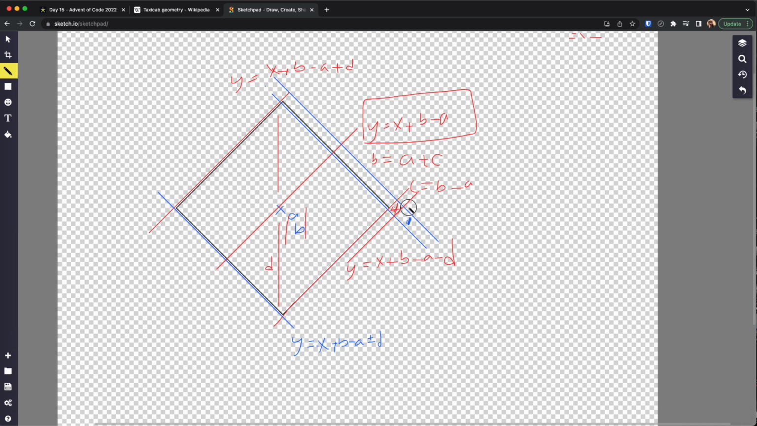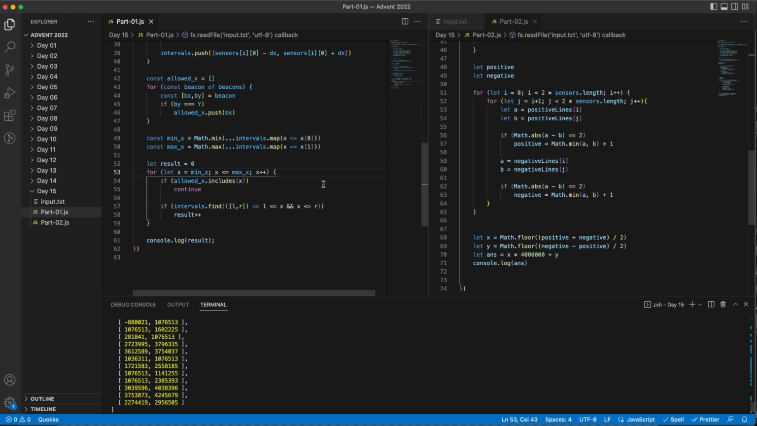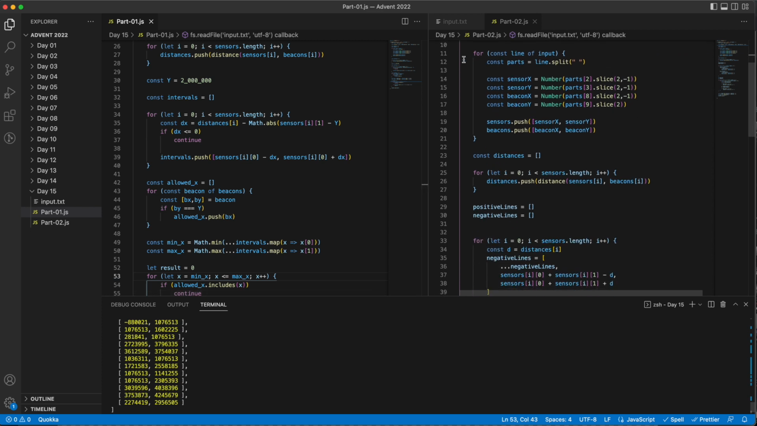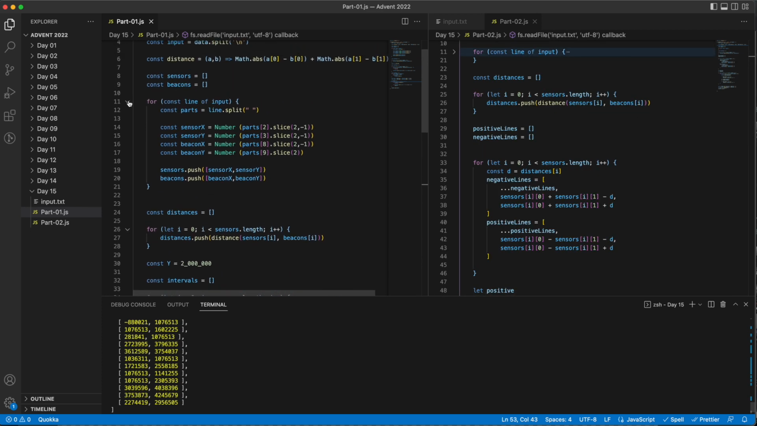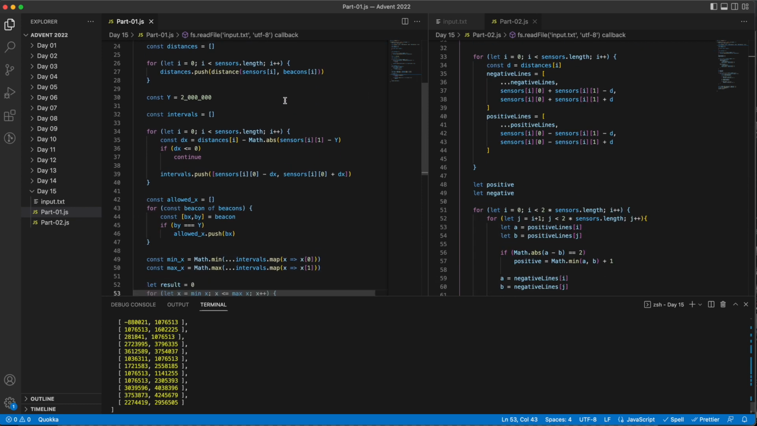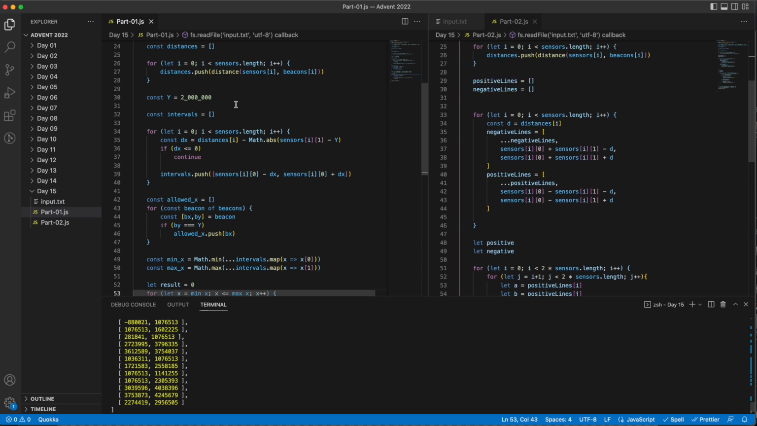Alright, I hope this is clear. Let's get to the code. So for part 2, getting the data and everything is the same, the for loop and everything is the same to get the distances. But later on we don't need to have the const y value, because we are not checking against a single line. We need to have the positive lines and negative lines, and we go through all the sensors, and using the equation that I just described, I will get all the positive lines and all the negative lines by doing this and this.